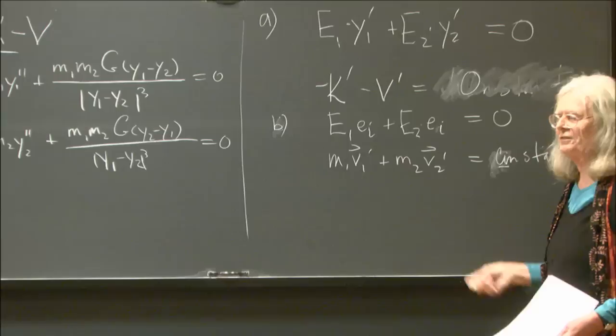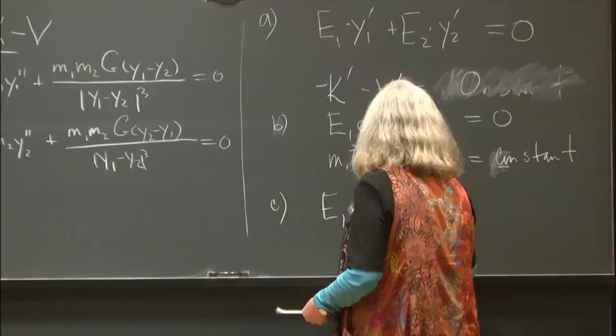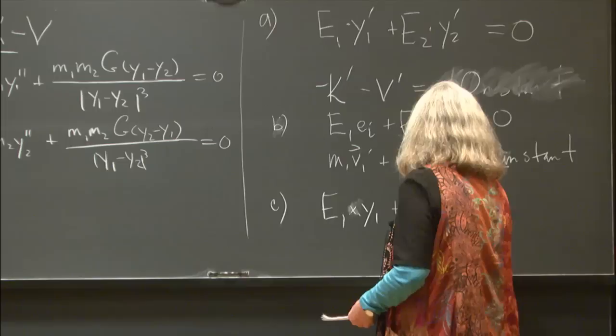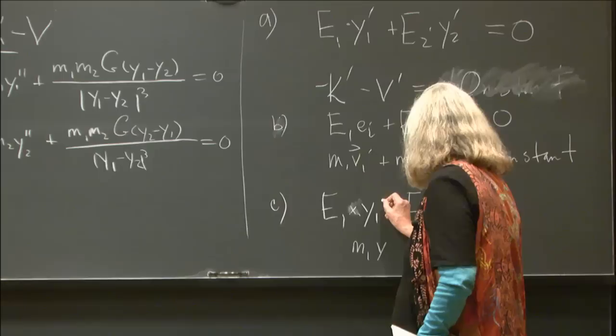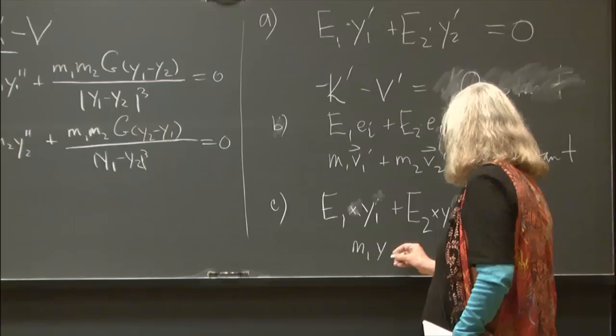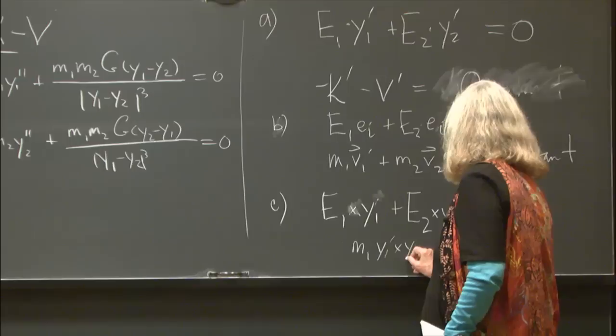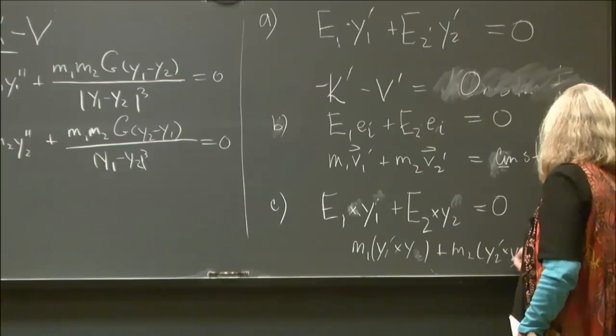And the third thing we do is we take the first Euler-Lagrange equation and cross it with y1, and we add it to the second Euler-Lagrange equation crossed with y2. And we set that equal to zero. And lo and behold, we get conservation of angular momentum, which is m1 y1 cross y1 prime plus m2 y2 cross y2 prime is constant.